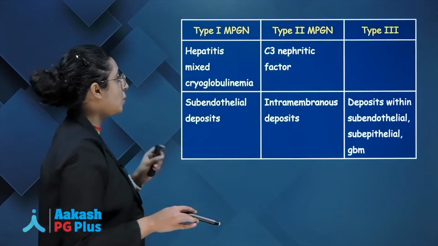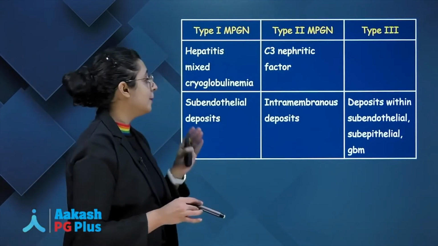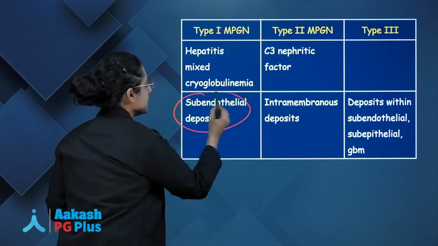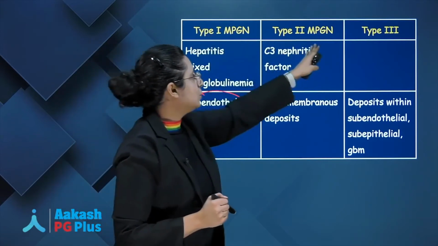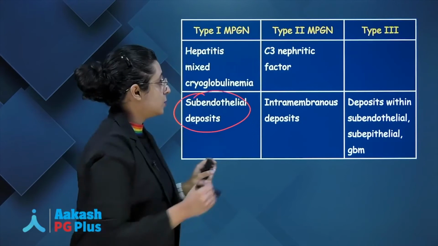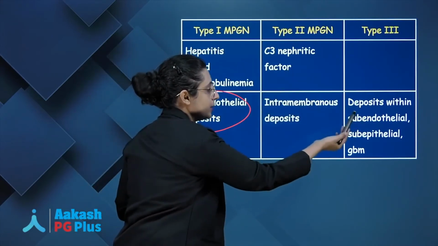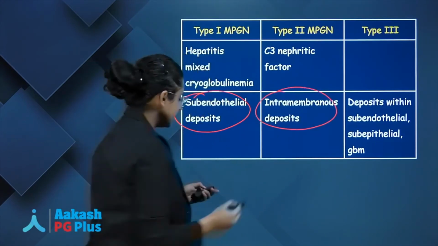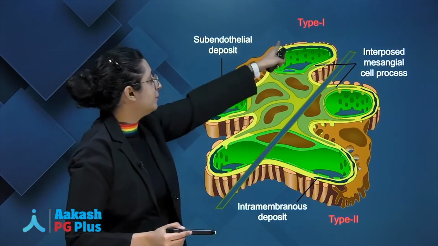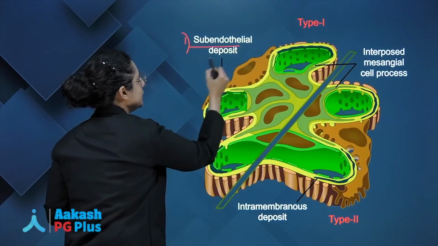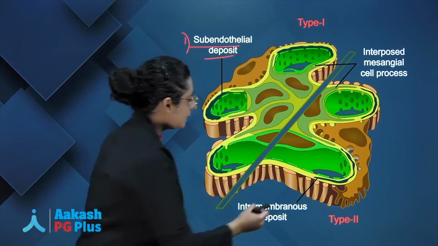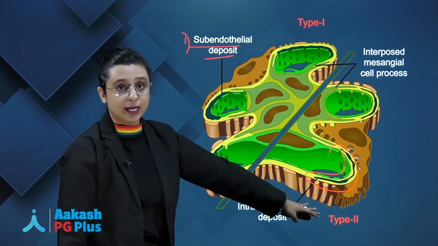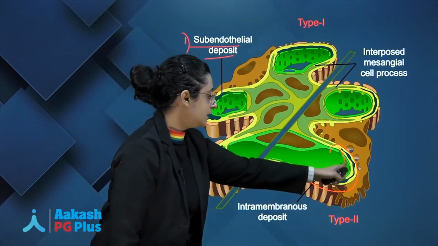We have discussed a question on type 2 or dense deposit disease, but let me just concentrate on the picture aspect. So subendothelial deposits are seen in type 1 MPGN. In type 2 MPGN, it is intramembranous deposits, whereas in type 3, the deposits are within subendothelial, subepithelial and glomerular basement membrane. Okay, so these are two important points. Let me just show you with the help of this image. Type 1, these are subendothelial deposits, whereas intramembranous deposits in type 2 MPGN. So in type 2 MPGN, the deposits are present intramembranous.